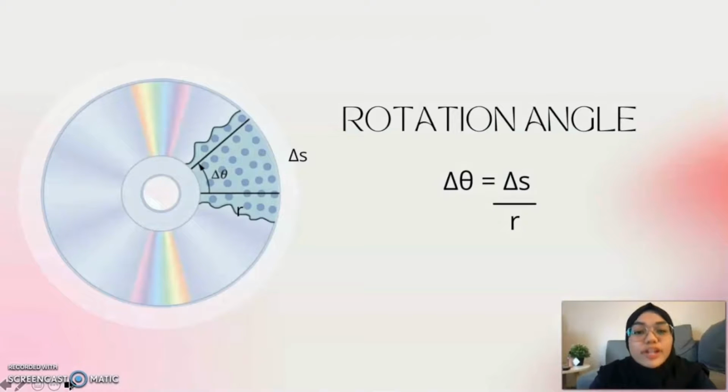To start off, when an object rotates about an axis, each point in the object follows a circular arc, meaning that the points along this object all move through the same angle delta theta in a time delta t. Therefore, the circular arc has a rotation angle delta theta equal to the ratio of the arc length delta s over the radius of curvature r.